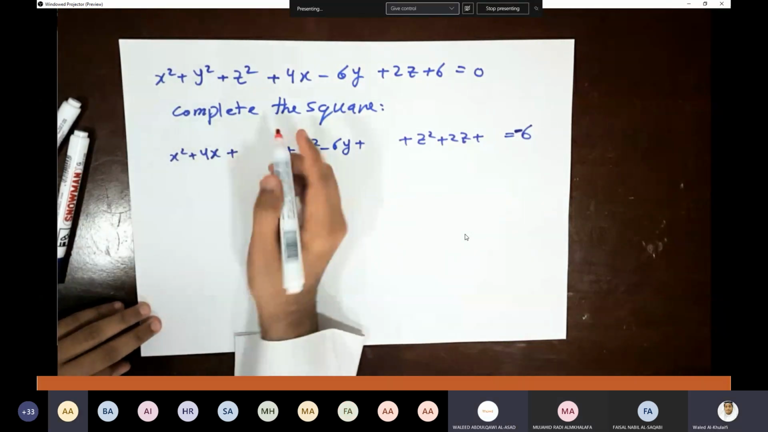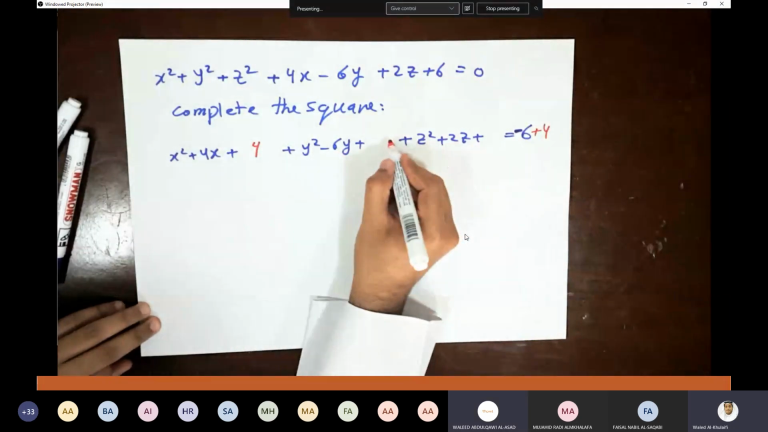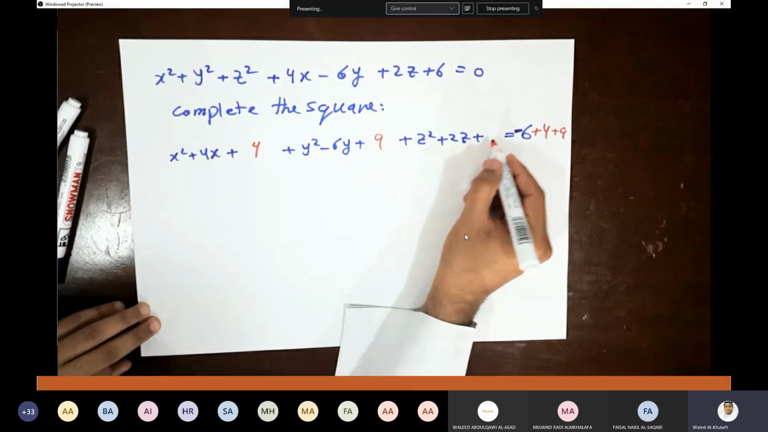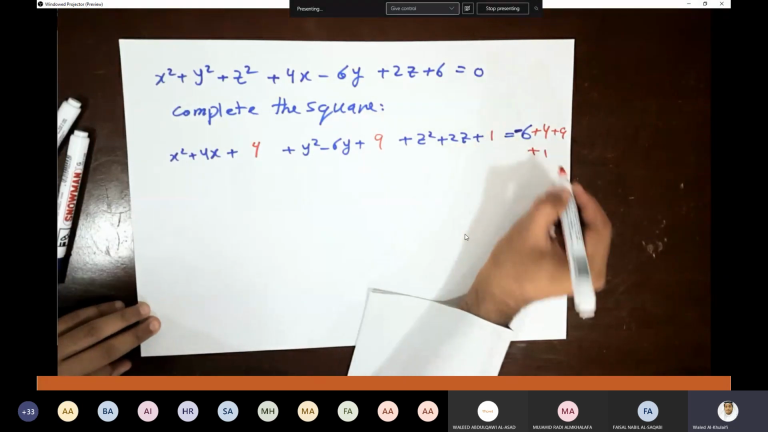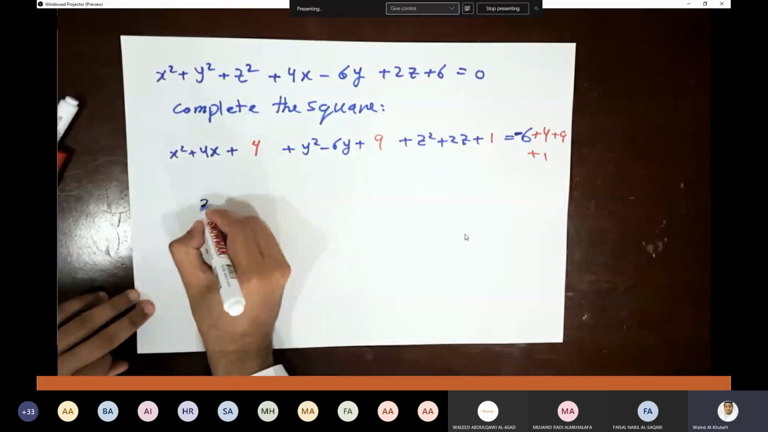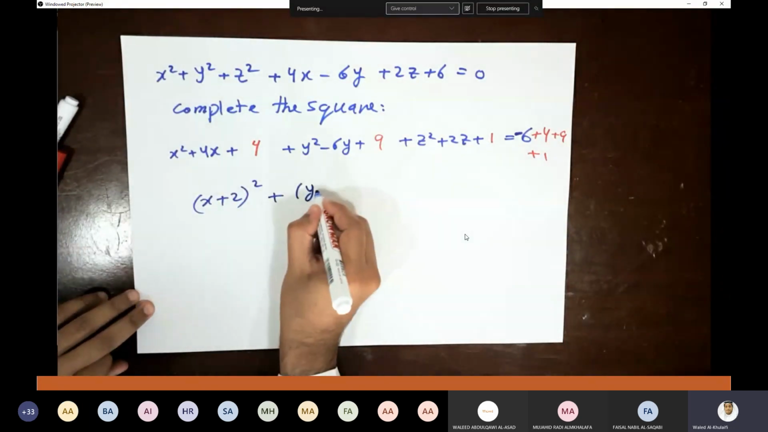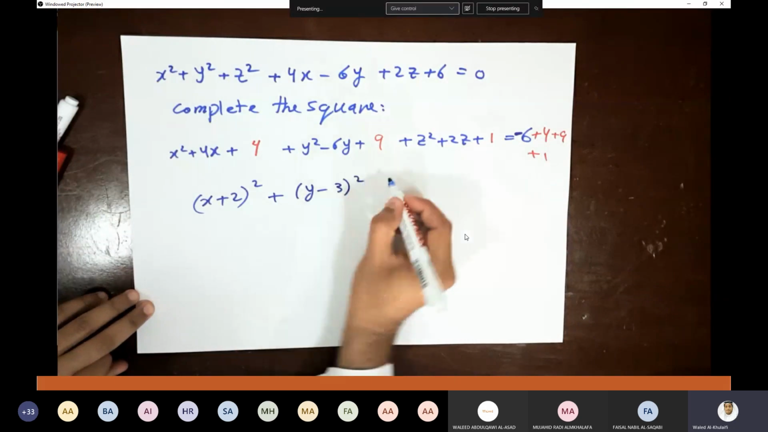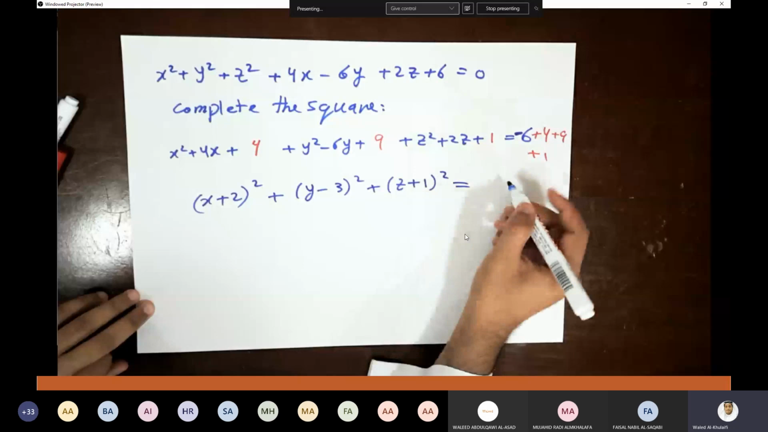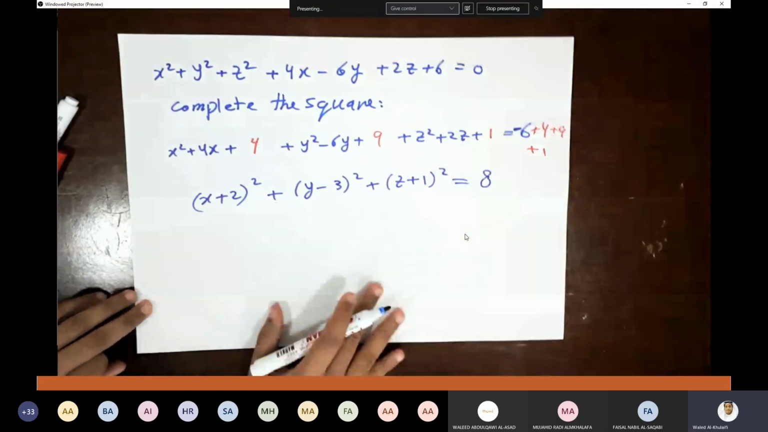4, and here we add both sides. Here, guys? 9. And here? 1. Okay, so this is what we have. Now here, it will be x plus 2 all squared plus y minus 3 all squared plus z plus 1 all squared equal to. Now you have to gather all of these, so we have 3, 7, 8. So we have this way.